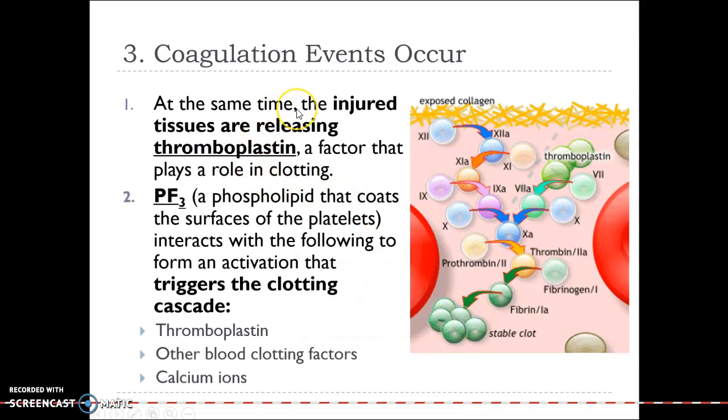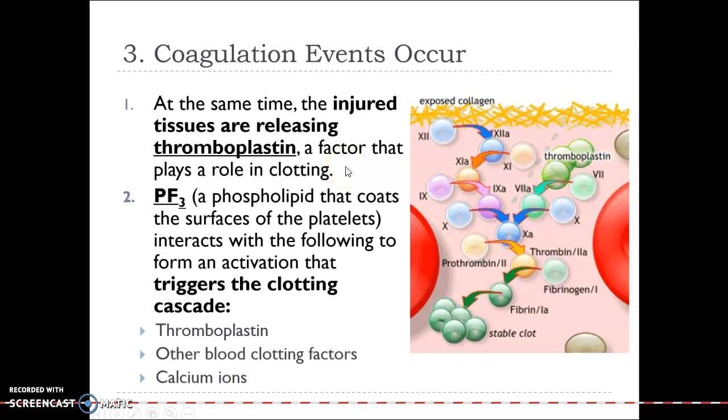So number 3, coagulation event occurs. In a coagulation event, what a coagulation event is, it's basically just forming a clot. So you had those thrombocytes come in and create a plug, then you had the vascular constriction, and now you have the actual clot or scab starting to form. And you have a lot of different chemicals and substances that are a part in this.